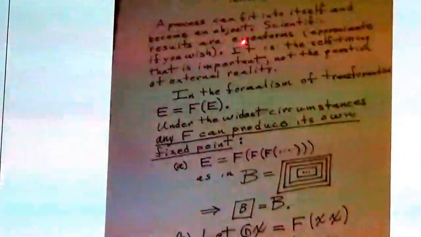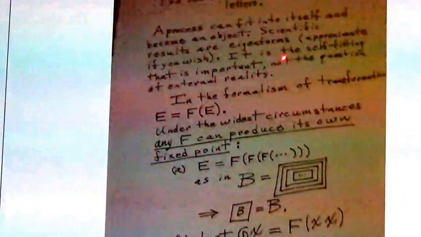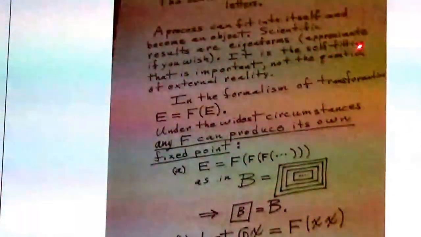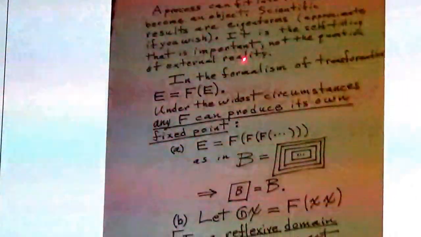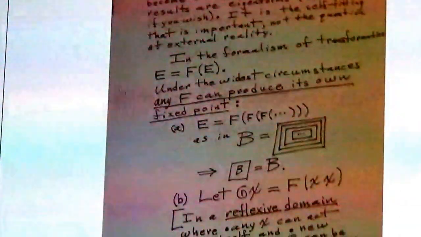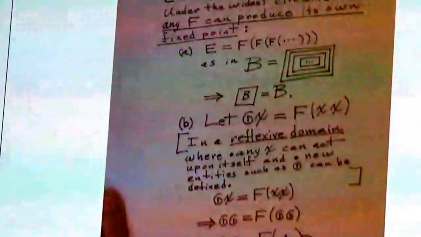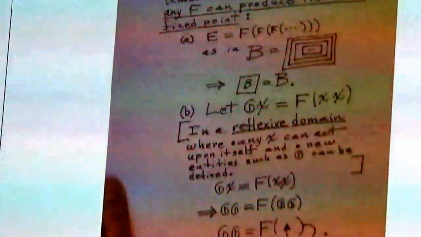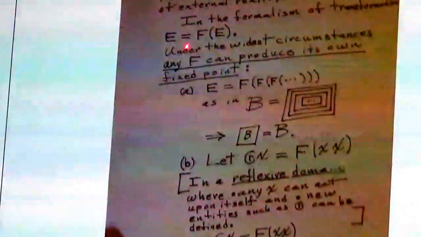And scientific results are eigenforms, approximate if you wish. It is the self-fitting that is important, not the question of the external reality. So that when you get a good scientific result, it means that something fits, and it can be seen to fit by all the different observers. And it isn't a question of whether there was one of those outside.